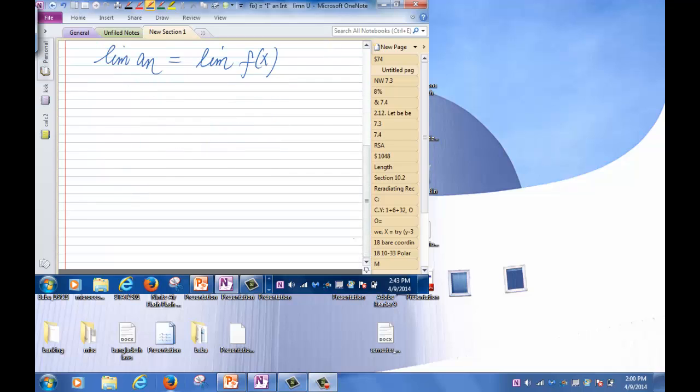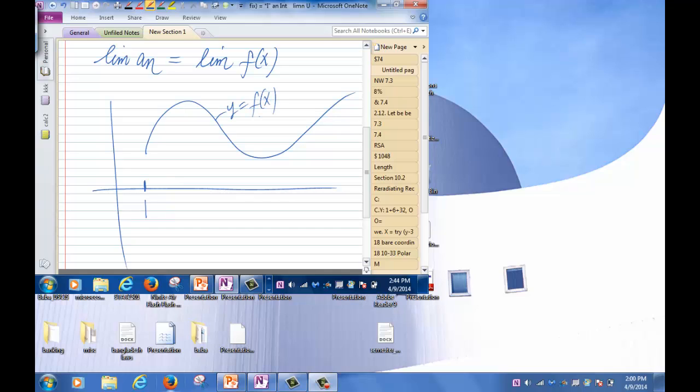So let's say that I have 1 right here, and then I have the graph of the function f of x, and that's the graph of the function f of x. Then what's the graph of the sequence an? Well, it'll be just a bunch of points like this, right, on the curve. So the points will be the graph of the sequence an, right? Is that making sense? All right.